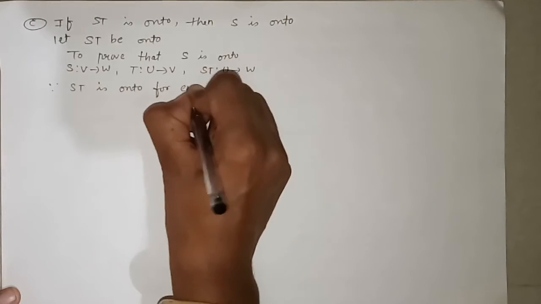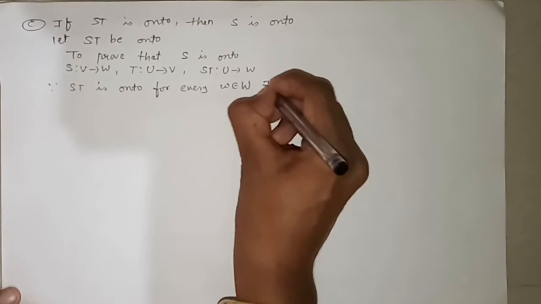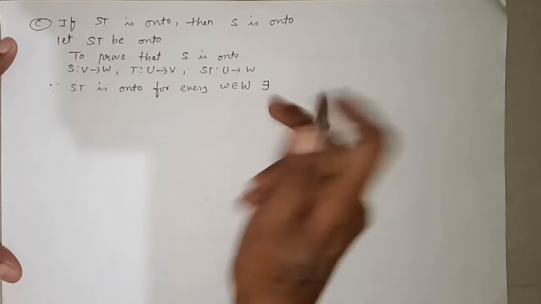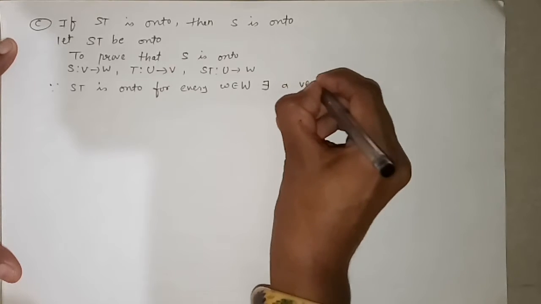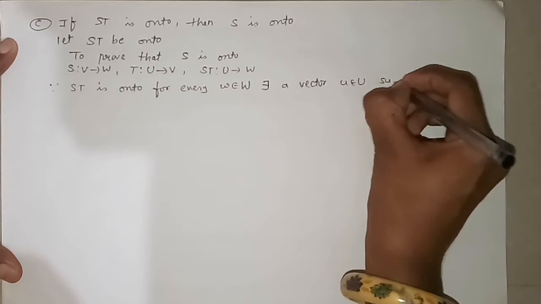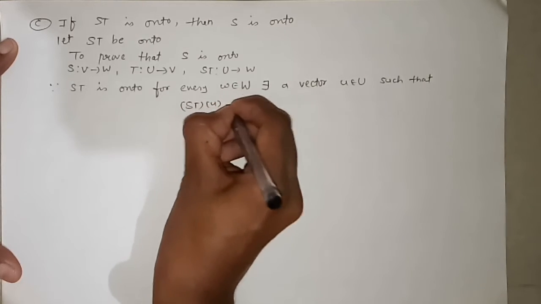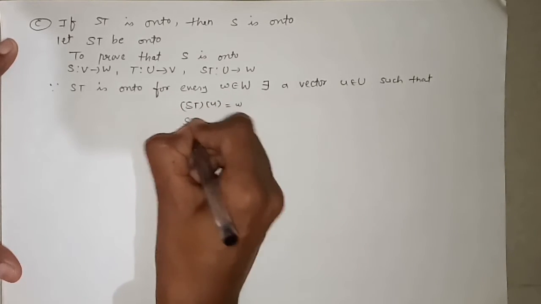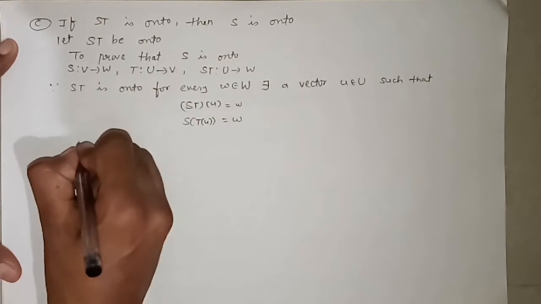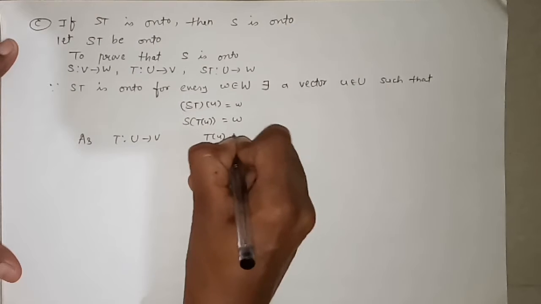for every w belongs to W, there exists a vector u belongs to U such that ST of u is equal to w. Again, I can write this as S of T of u is equal to w. Again, we have T is a mapping from U to V and T of u belongs to V.